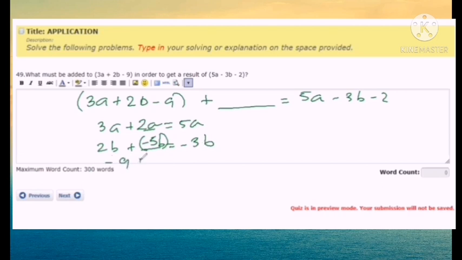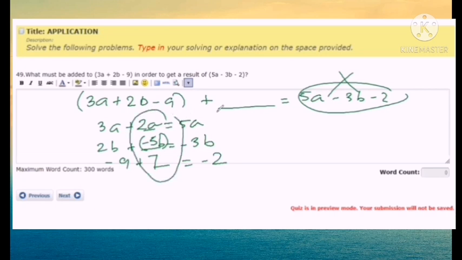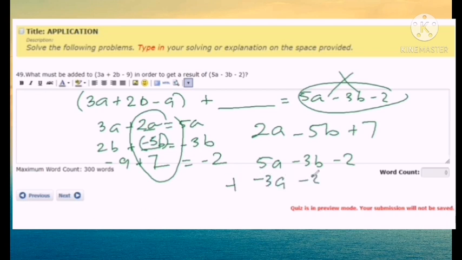And negative 9 plus blank is equal to negative 2. What should I add to negative 9 to get negative 2? That is 7. So my final answer is not this; our final answer will be the blank here. That's 2a minus 5b plus 7. Or simply you can subtract: 5a minus 3b minus 2 minus the opposite of this. So we have plus negative 3a minus 2b and plus 9. If I add this, it is still 2a minus 5b plus 7.